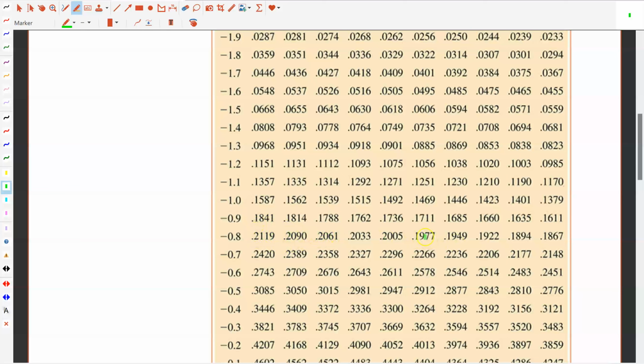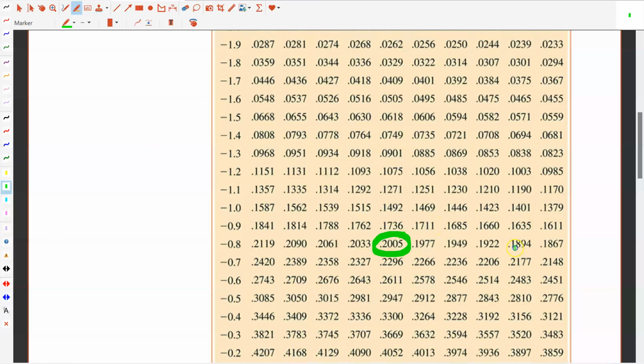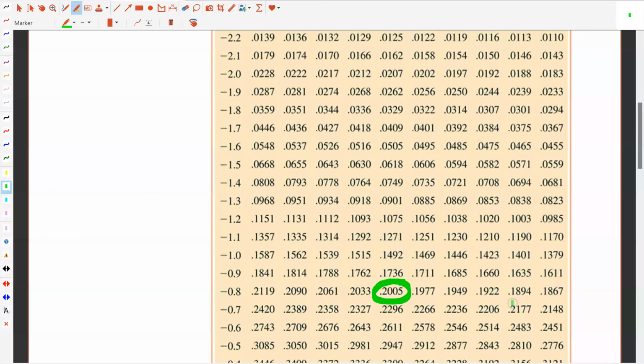So here's, for instance, 0.1977, and then here's 0.2005. So this value right here is really, really close to 0.2. It's just a little bit over it. The 0.1977 is further away. So the 0.2005 is going to be a pretty good indicator for what z-score I want.